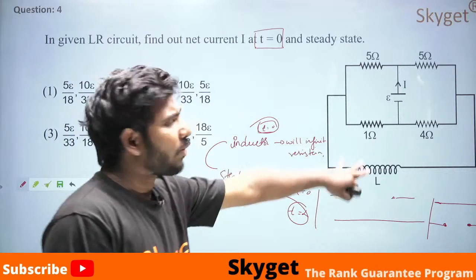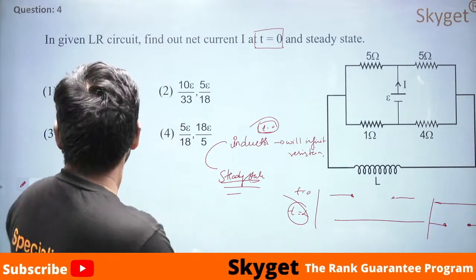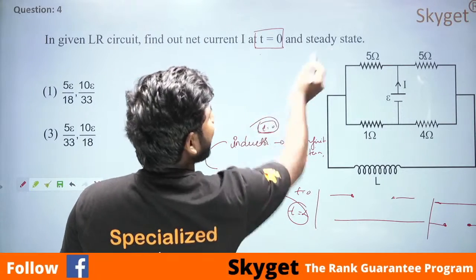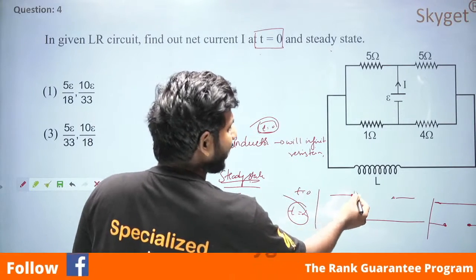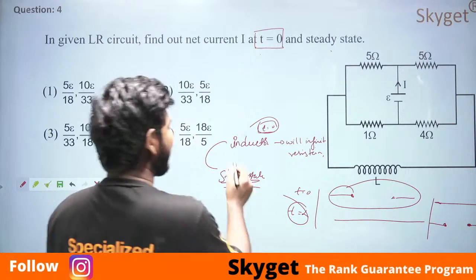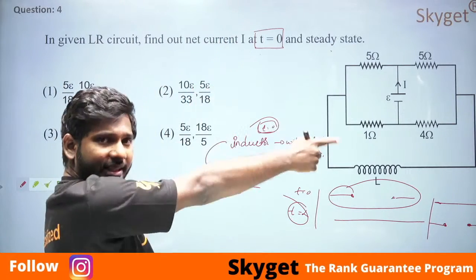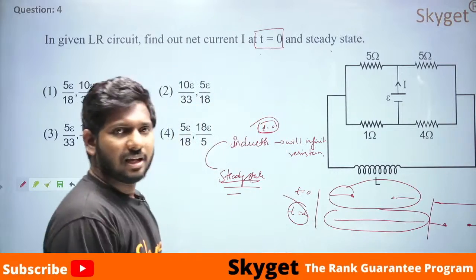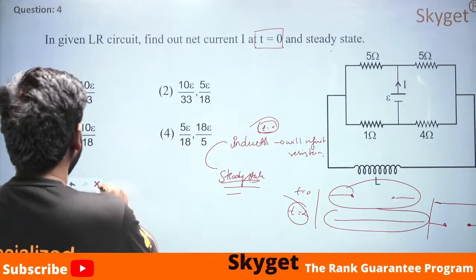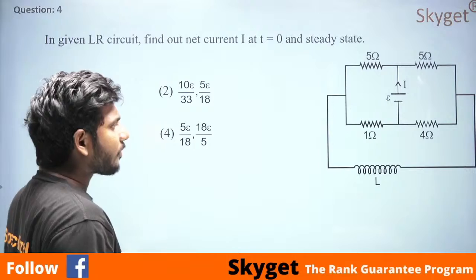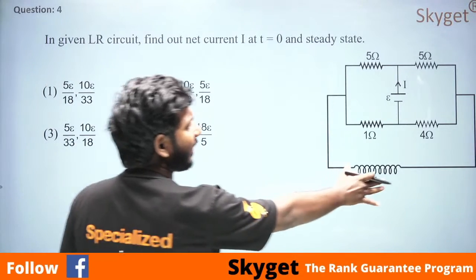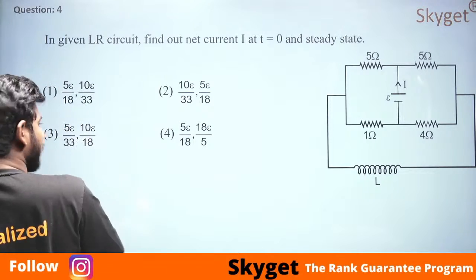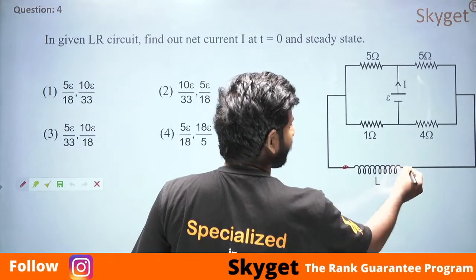So now the question is based on the inductor. They ask at t equal to 0 and at steady state. At t equal to 0, we remove the inductor, and it becomes an open circuit. At steady state, that is t equal to infinity, we remove the inductor and join it with a wire and solve the problem.